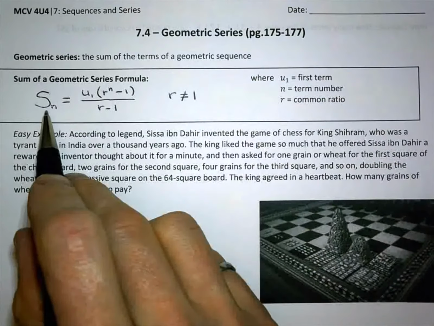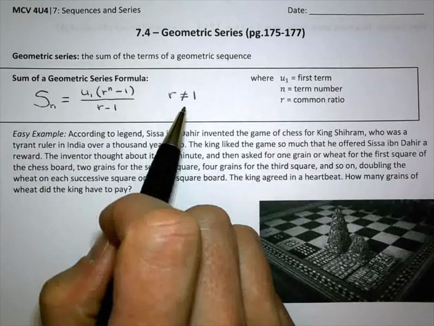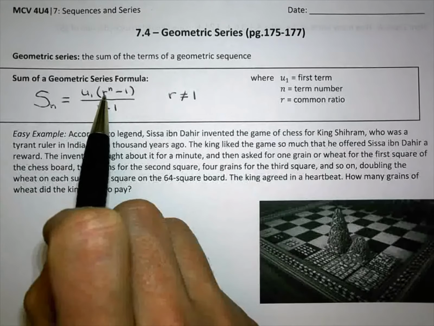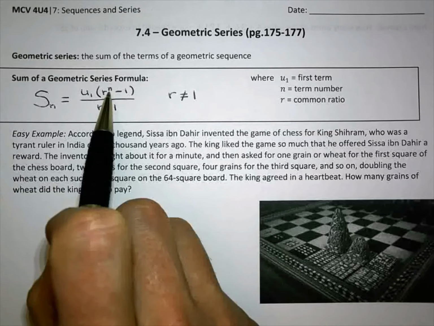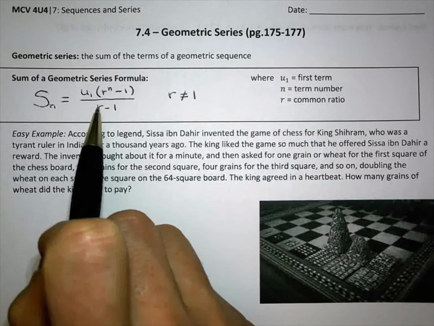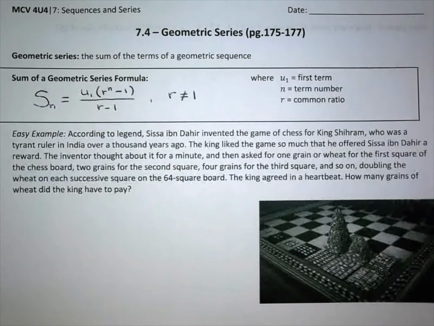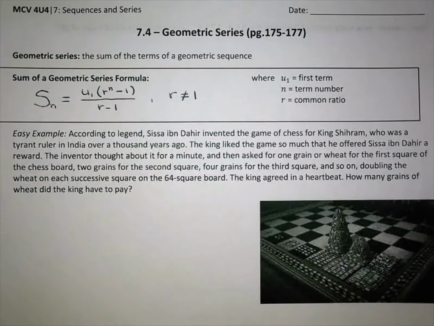So we have the sum of a geometric series. It's written with this formula. You have the first term times the common ratio to the power of n, the number of terms, minus 1, over r minus 1. And r cannot equal 1. You'd have a problem then, right? You'd have a denominator equal to 0. Okay. So let's start with an easy example.